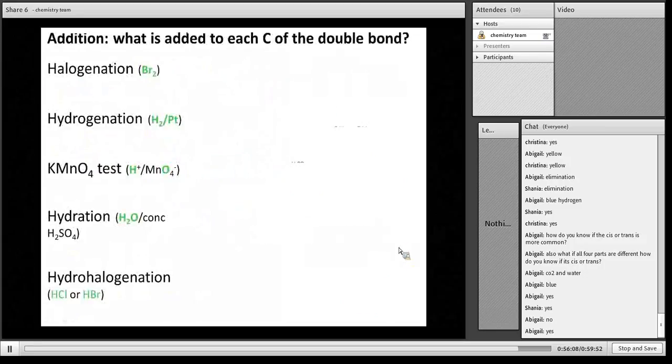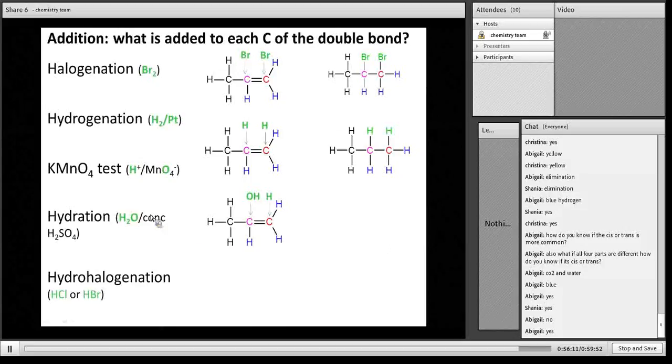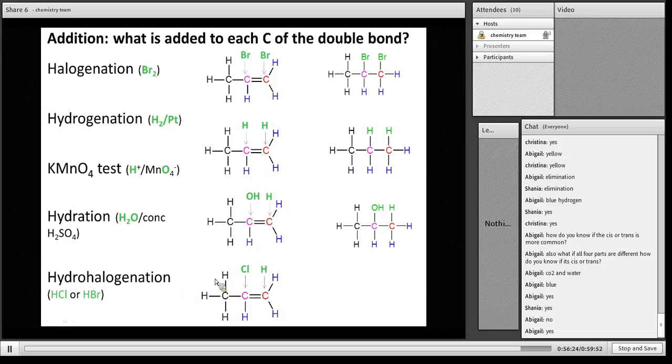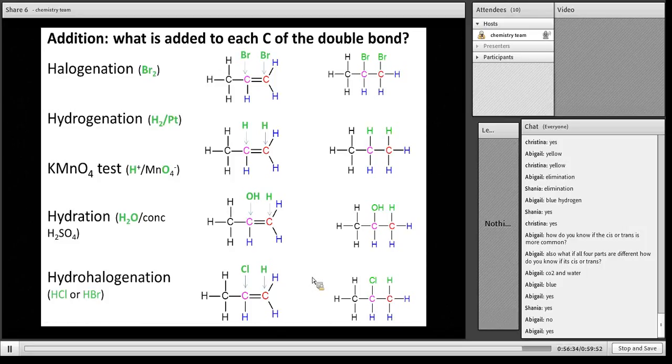I haven't shown the permanganate one, but for hydration, I'm adding HOH, and remember Markovnikov: the H adds to the carbon that's got lots of H's. And hydrohalogenation, again Markovnikov, the hydrogen will go to the carbon with the most number of H's. Now alkynes do pretty much exactly the same thing. I'm not going to do alkynes separately, but pretty much everything alkenes do, alkynes do.